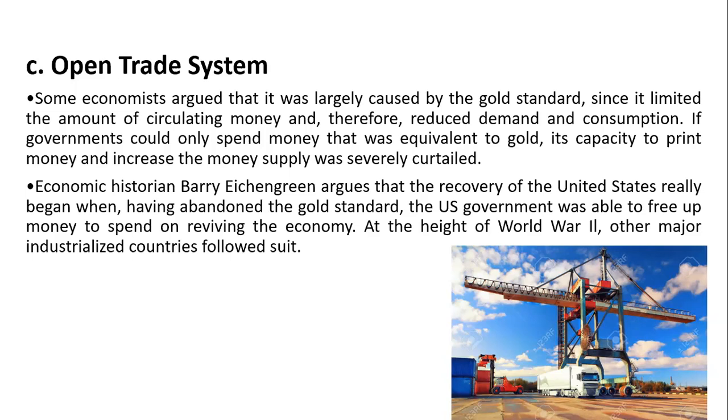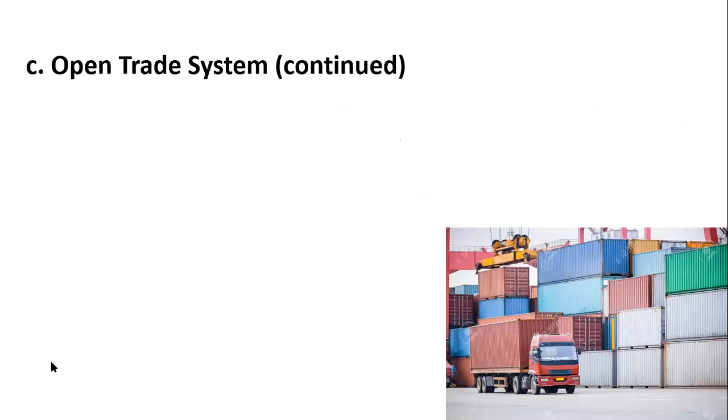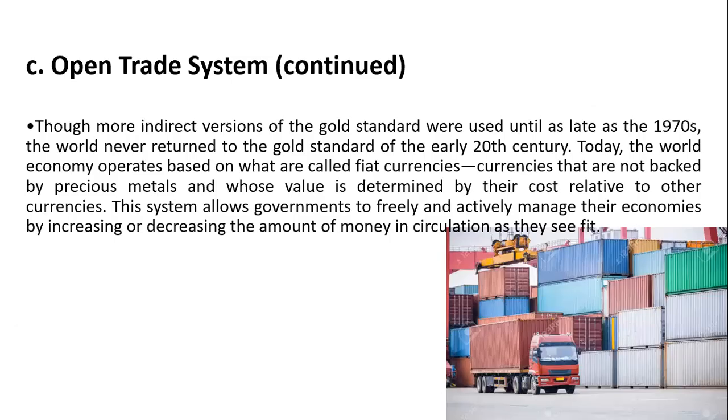So the economic historian Barry Eichengreen argues that the recovery of the US really began when, having abandoned the gold standard, the US government was able to free up money to spend on reviving the economy. At the height of World War II, other major industrialized countries also followed suit. So there's a lot of what happened in the open trade system.